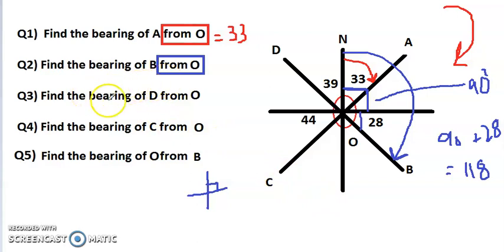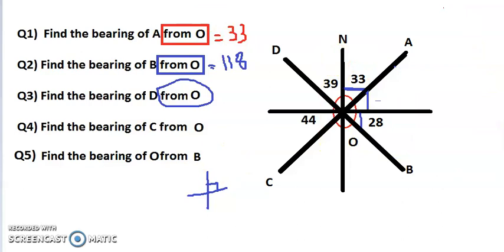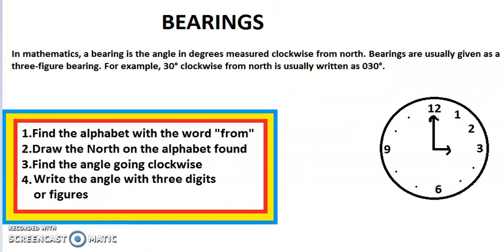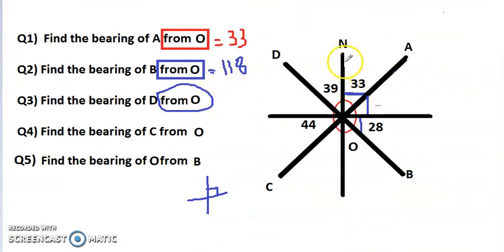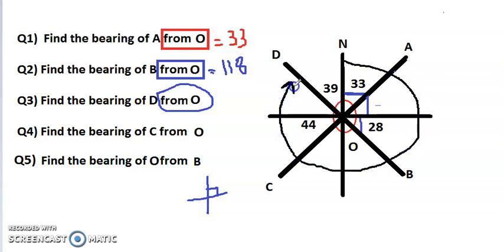Anyway, let's proceed. Find the bearing of D from O. Again, from O. Therefore, the north will be drawn on O, which is already drawn. Now as the north is drawn, the next point according to the rule was find the angle going clockwise. Now the angle going clockwise till D, that is from N all the way to D. Now how do we find such a big angle? Now there are two methods of doing this. I'll explain the simpler one.